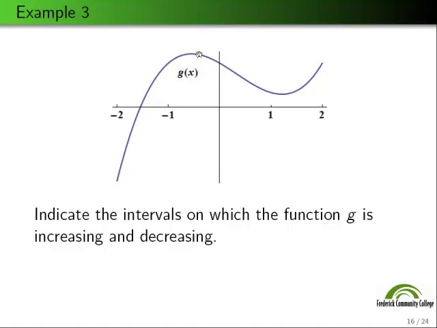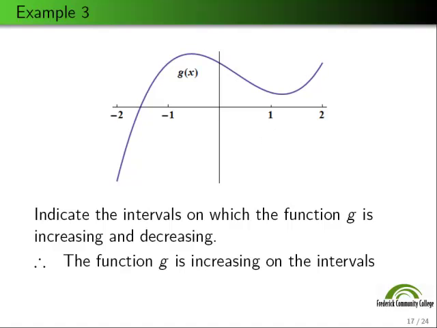From that point on, we slide down until we bottom out right here. Again, just guessing, that's about 1.2. Then we start to climb up again. So we're climbing there and climbing here. So the function g is increasing on the intervals -2 to about -1.6, and then over here at about 1.2 to 2.